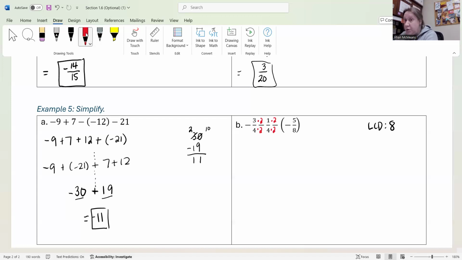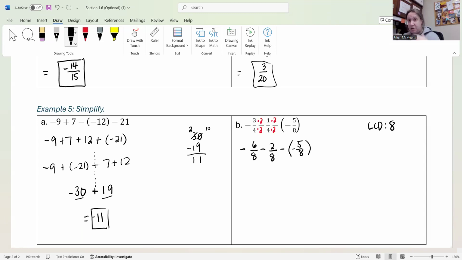And then I want to just rewrite this expression. I'm going to keep all the signs the same. I'm just going to get those equivalent forms of the first two fractions. So the first fraction was negative. It's going to stay negative now. But now it's going to be 3 times 2 is 6 over 4 times 2 is 8. And then I'm going to subtract the second fraction, which is going to be 1 times 2 over 4 times 2. And then I'm going to subtract -5/8. I have not changed a single sign. Everything is exactly the same. We just got equivalent forms of those first two fractions.